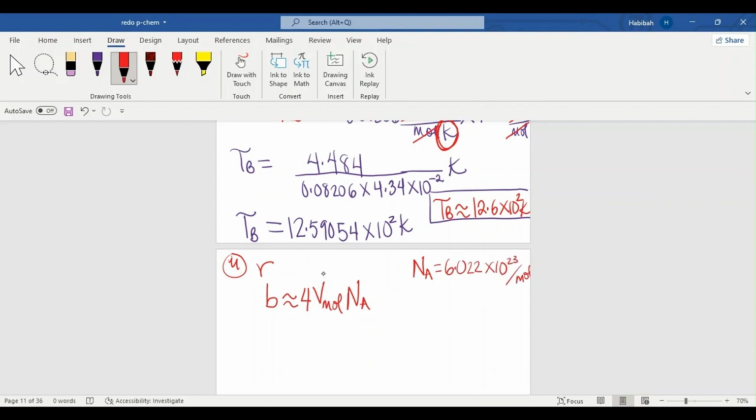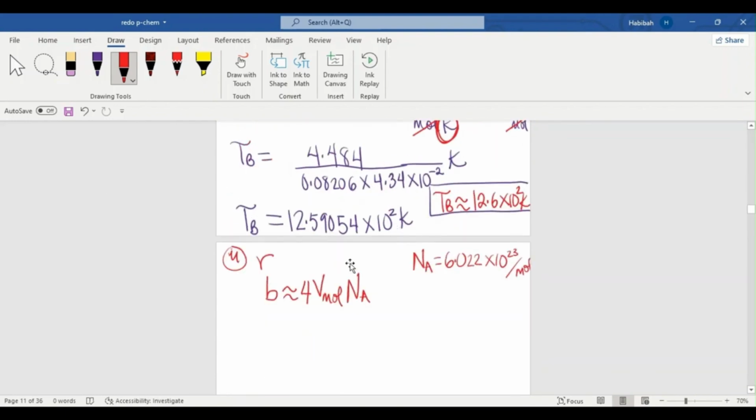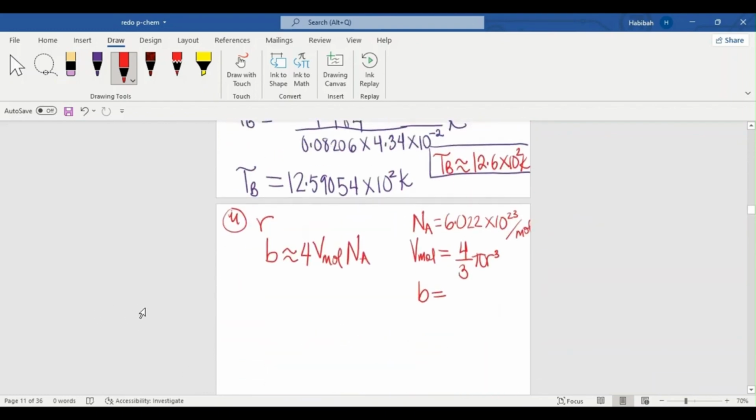Okay, we have the volume of the molecule. In this case, the shape of the molecule is a sphere. Remember, they said the radius of an H2S molecule regarded as a sphere. So we're going to be using the volume of a sphere. So the volume of the molecule is going to simply be 4 over 3 pi r cubed. And then the b value is what we already have, which is just the 4.34 times 10 to the power negative 2 dm cube per mole. So we have that as well.